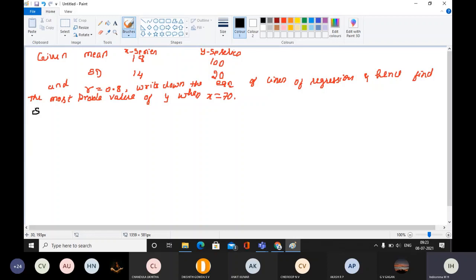So now go for the solution. What is the given data? Mean for x means what is given? Mean of x series, what is this? What is the mean denoted for the x series?